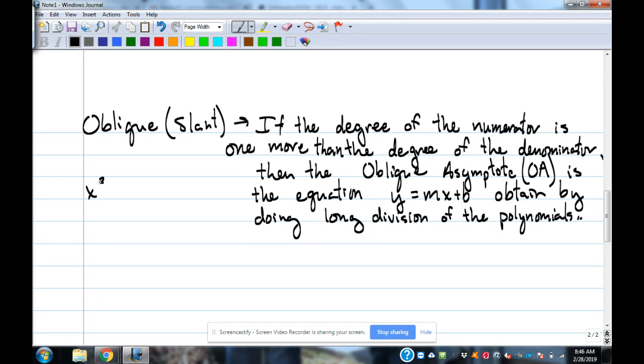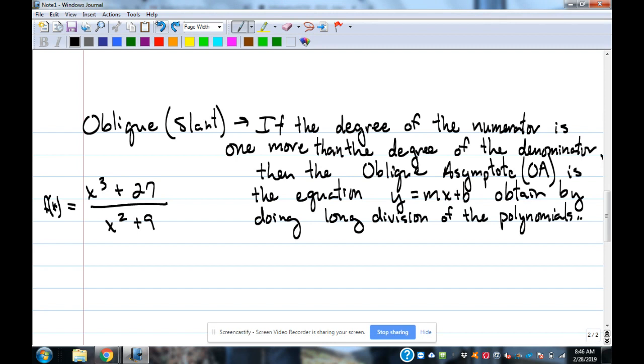If you had like x cubed plus 27 over x squared plus 9, if that was your function, that has a degree of 3 on the top and a degree of 2 on the bottom. So that's one more than the bottom, so that creates an oblique asymptote. That occurs when that happens.